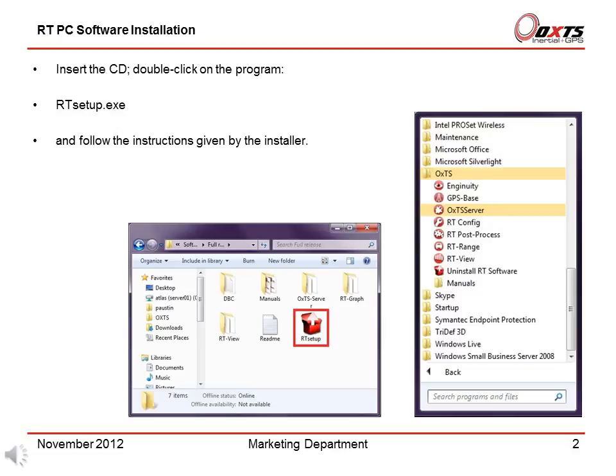Now let's look at the RT-PC software installation. It's very simple to install the RT software. You need to insert the CD. When the files come up on your computer, please double click on the rtsetup.exe file and then follow the instructions given to you by the installer.